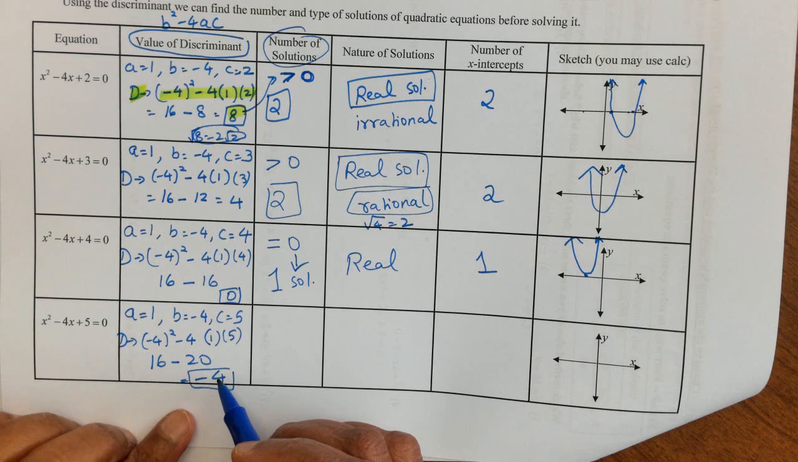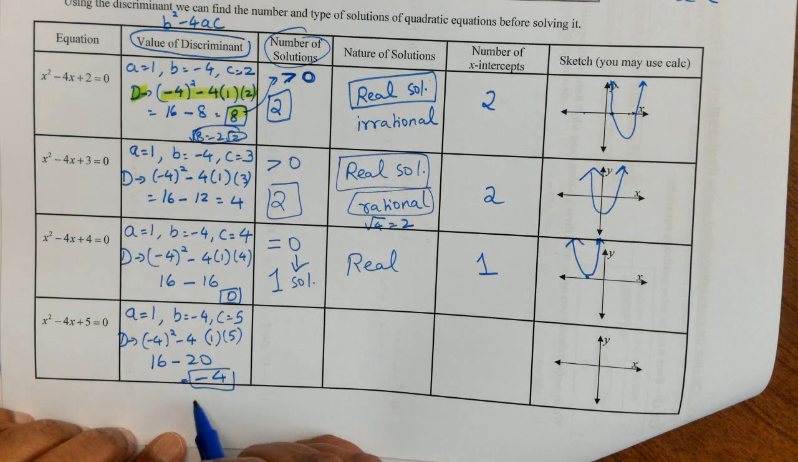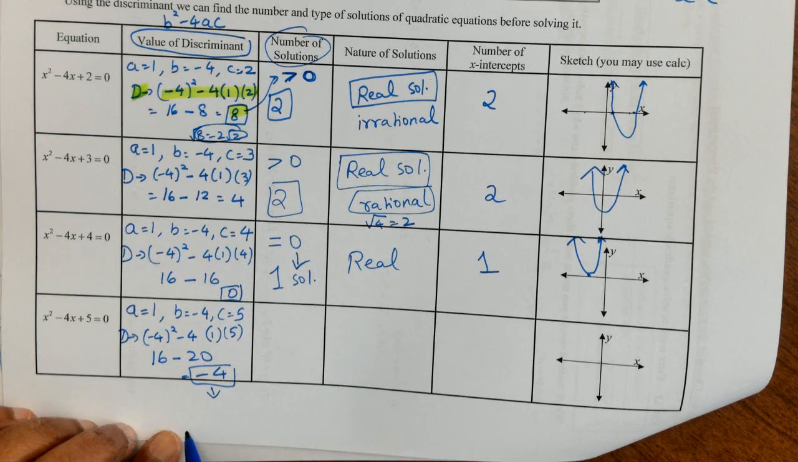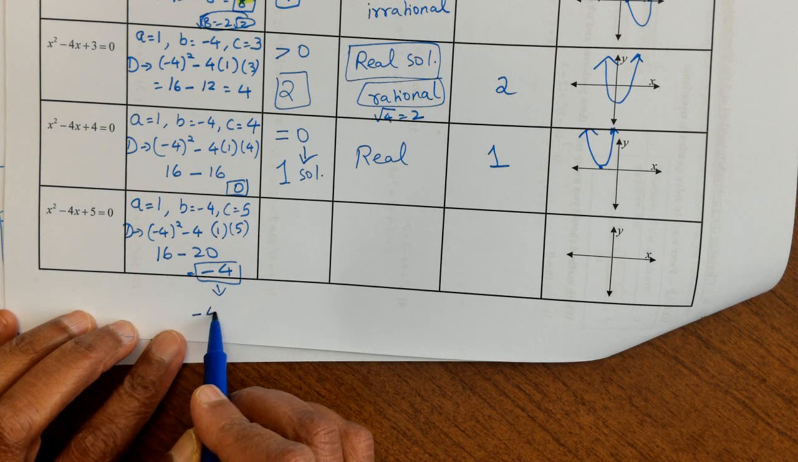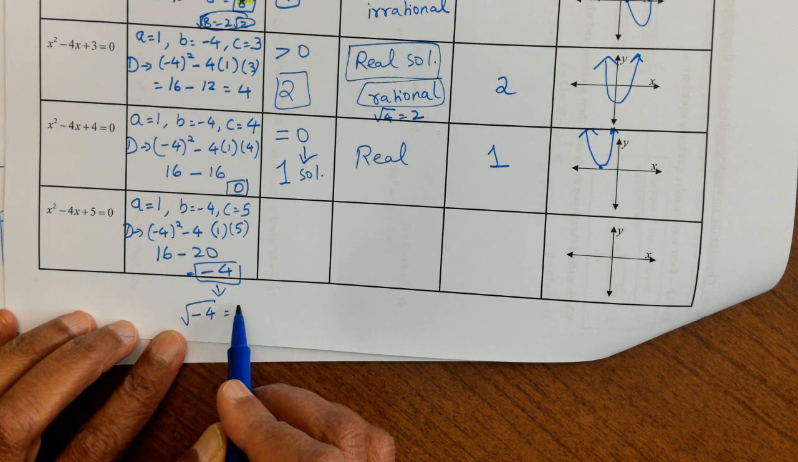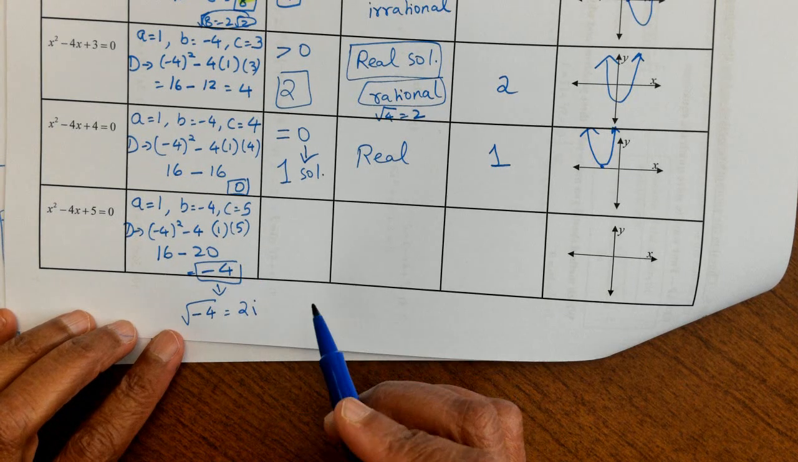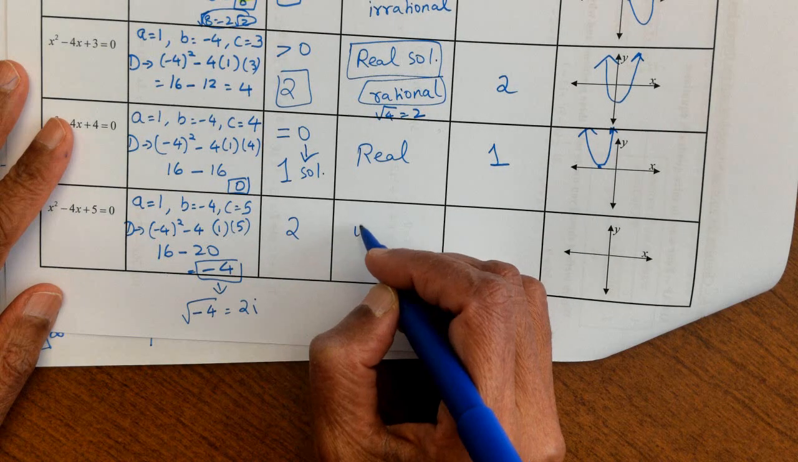Alright, if my discriminant is a negative number, when I take the square root of that, it will be, here, let me go ahead and do this. Sorry, square root of -4, because this is under the radical, this is nothing but 2i. So anytime you have a negative number under the radical, that means I have imaginary solutions. So 2 solutions, but they're both imaginary.